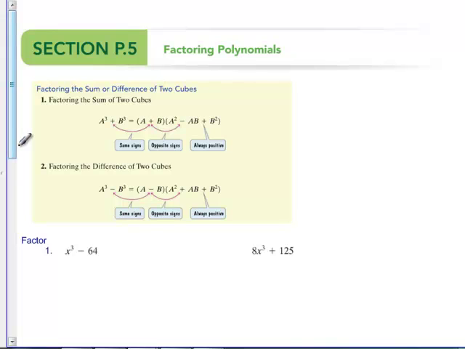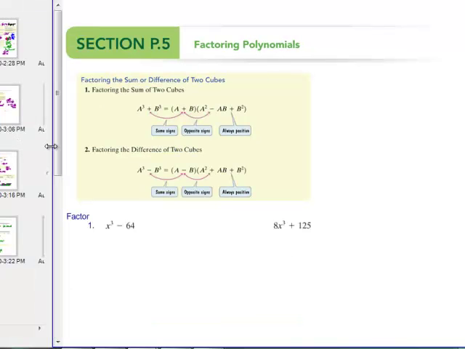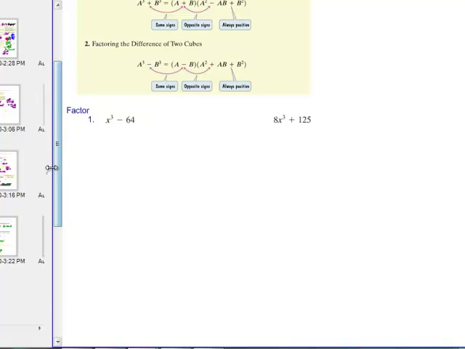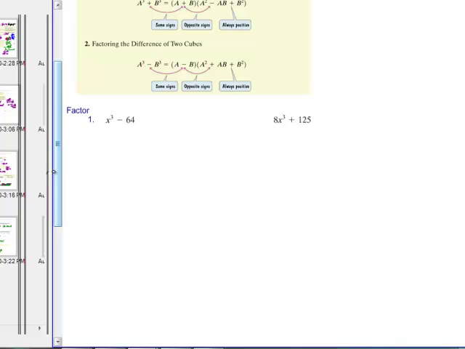Oh, factoring cubes. Memorize it. Oh, I did not mean to make that so big. Well, I may or may not make it smaller. Okay, well, we'll get there.